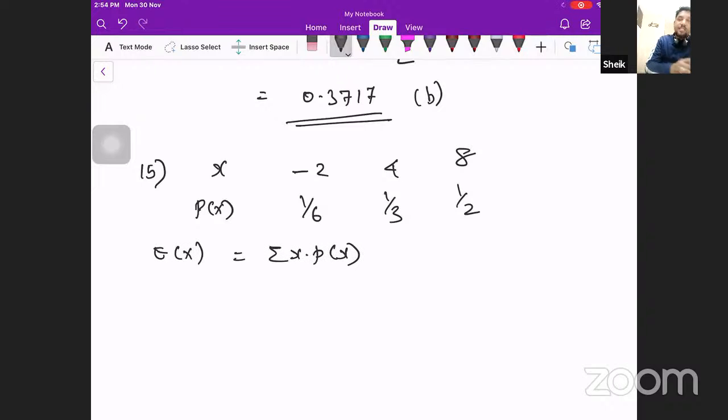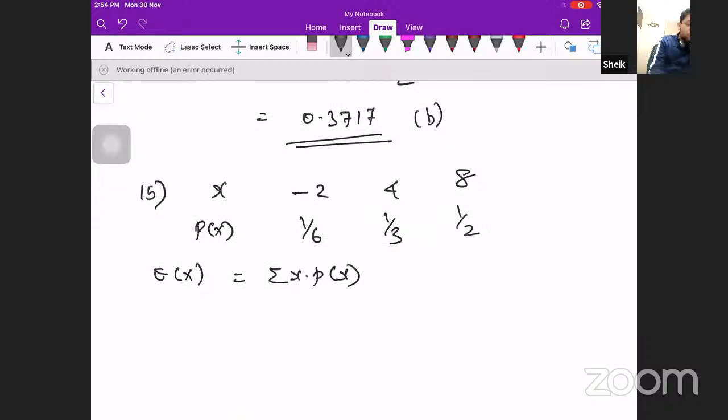Sir, you said in this session that binomial or Poisson will not have x as negative values, but this one has x as negative values. Sir, see, this is actually a random variable sum. It is nothing to do with binomial or Poisson distribution. They ask you to find the expected value of x, which is summation x into P of x. You take your calculator, just do what I'm saying.